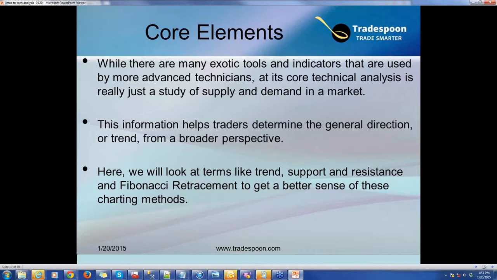So in this webinar, we're going to look at the trend, support and resistance, and Fibonacci retracement, which you can do on your own when you make a decision if you use technical analysis, or some of the factors that go into TradeSmith technology when they're making price predictions.